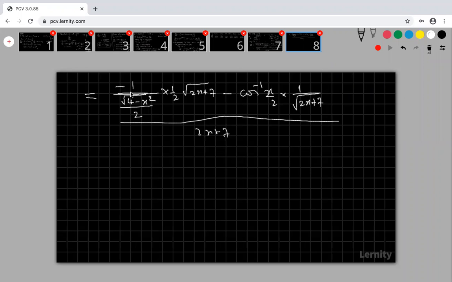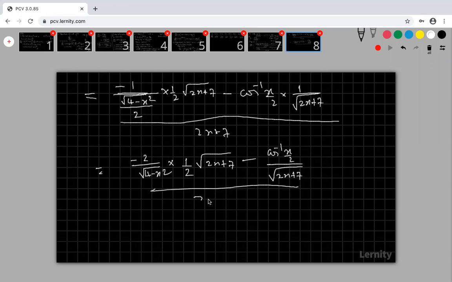So therefore this can be written as minus 2 divided by root over 4 minus x square. I am writing in the numerator the reciprocal of this term, that is 2 by root over 4 minus x square, into 1 by 2 into root of 2x plus 7. So this is my cos inverse of x by 2 divided by root over 2x plus 7, whole divided by my 2x plus 7. So now I can cancel this 2.